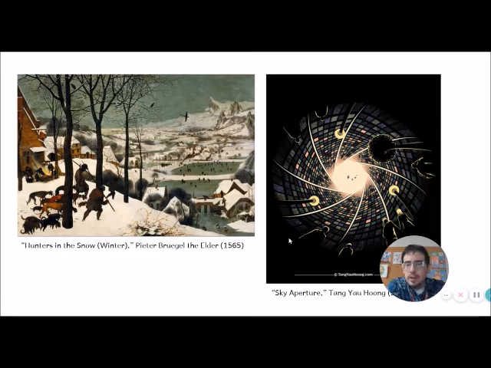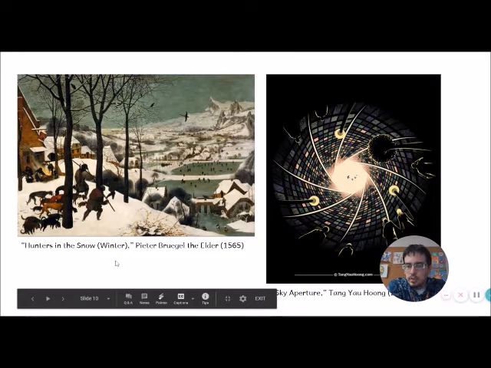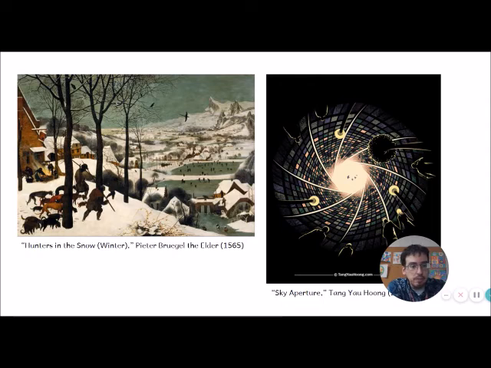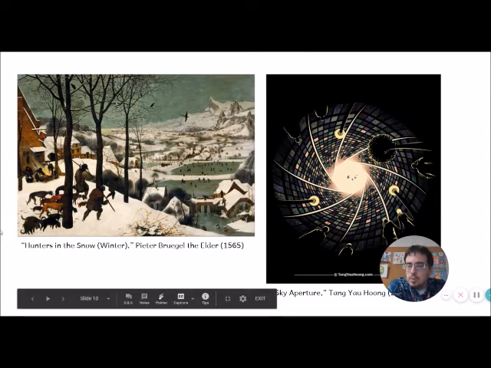Here are two landscapes that we can look at really quickly. Let's look at this first one called Hunters in the Snow Winter. This was actually painted in 1565, over like almost 500 years ago. Which things in here are closer to us?